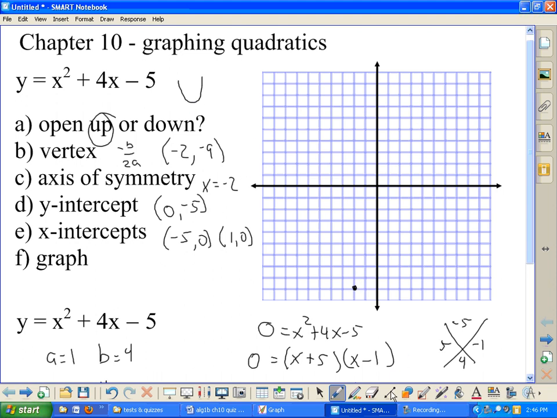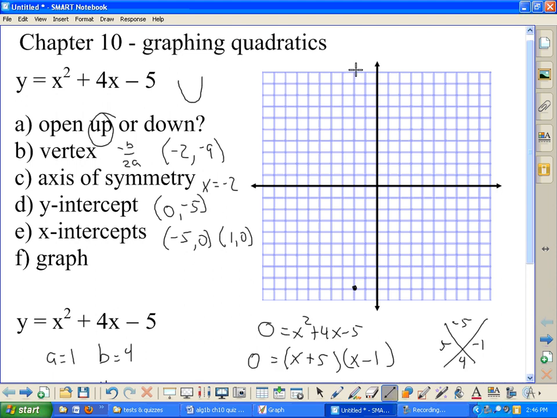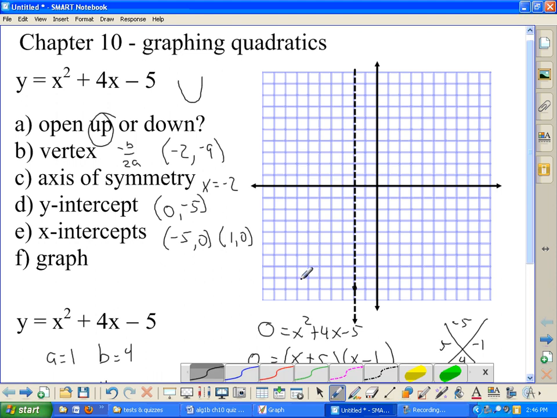The axis of symmetry, I'm going to draw in a vertical line here, dotted line, at negative 2. So the axis of symmetry means that if I have any point on one side, I can have a symmetric point on the other. And then the y-intercept is at 0, negative 5, so that's 0 right or left, 5 down, 1, 2, 3, 4, 5. So if I have that point, then I have another symmetric point right there, 2 units to the right, 2 units to the left. Then I also have x-intercepts at negative 5, 0, and at 1, 0 right there.